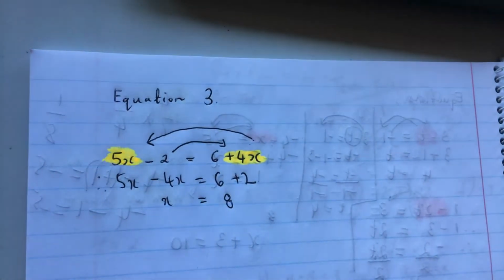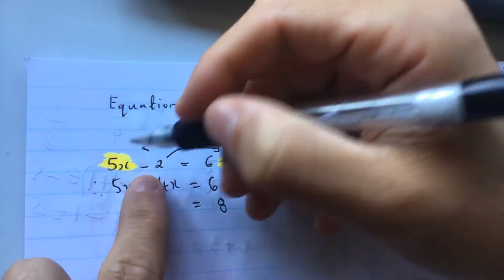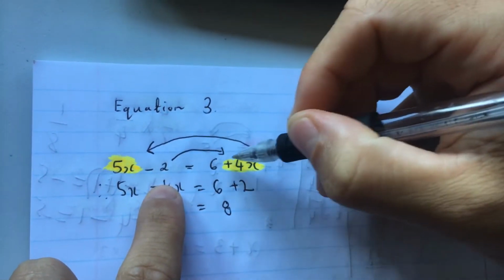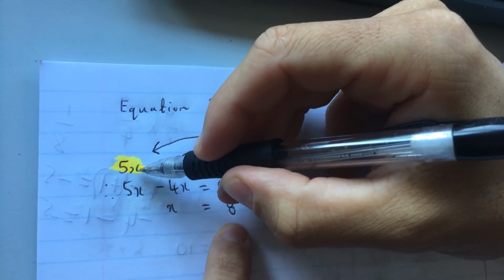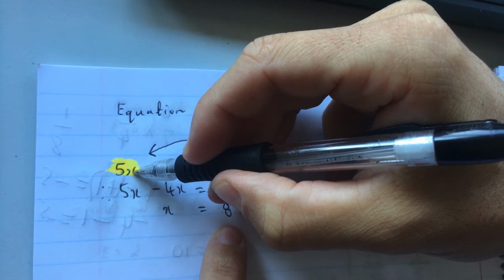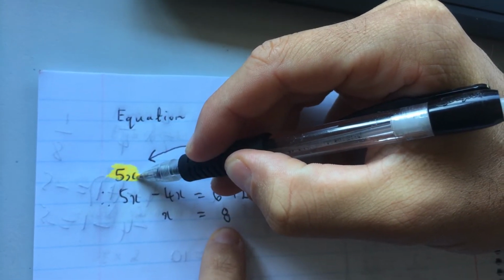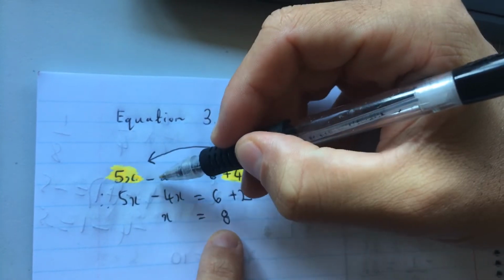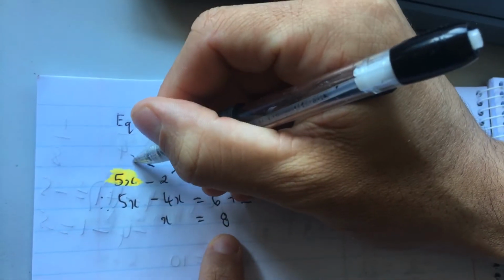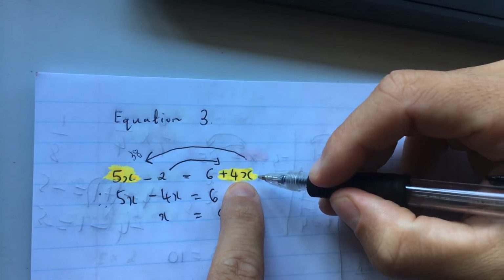And now, like, you can check yourself. Remember, my left-hand side must always equal my right-hand side. So if I'm going to put my 5 in there, what's happening between the 5 and the x? It's timesing. So what's 5 times x, or 5 times 8? 5 times 8 is 40. What's 40 minus 2? 38. So let's check if this makes 38.